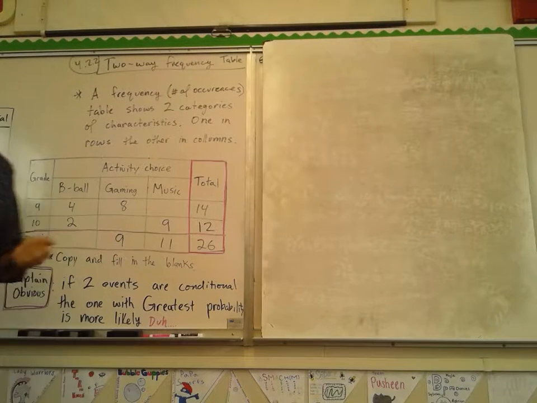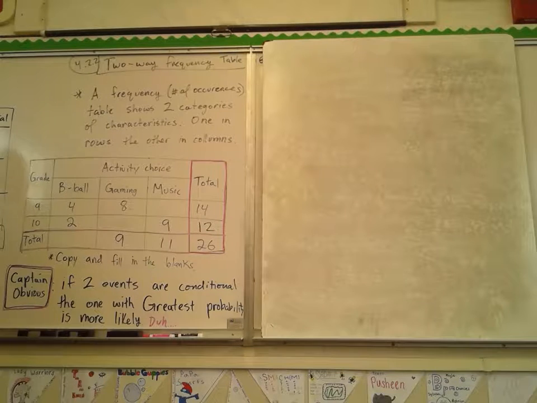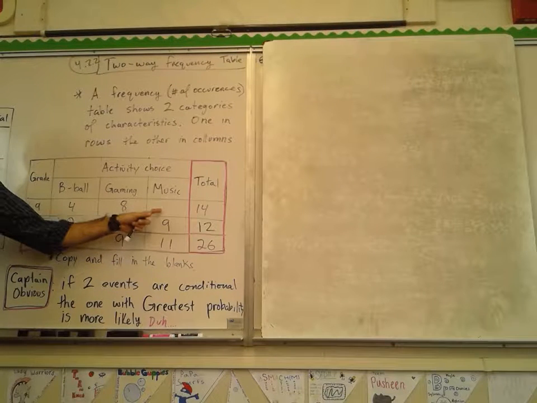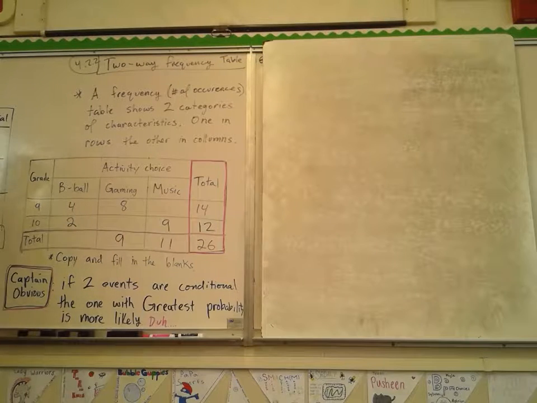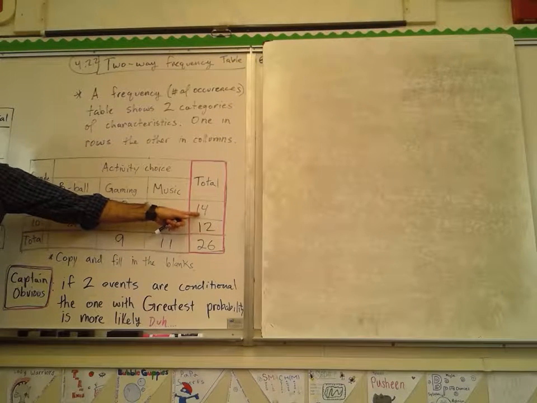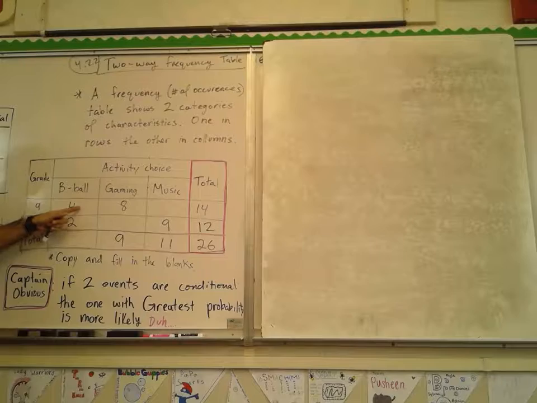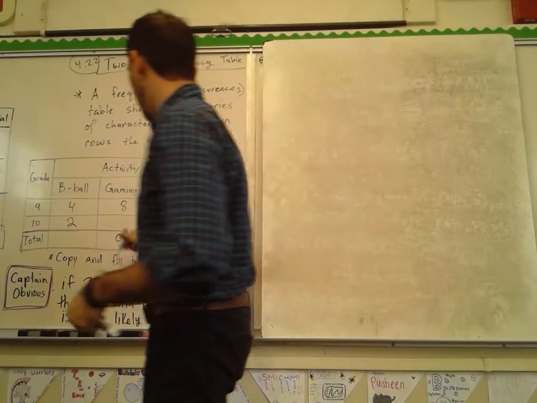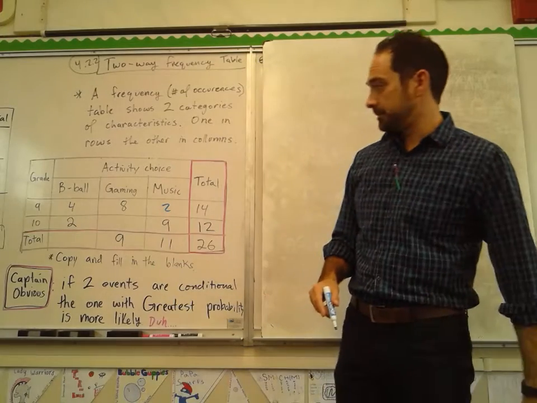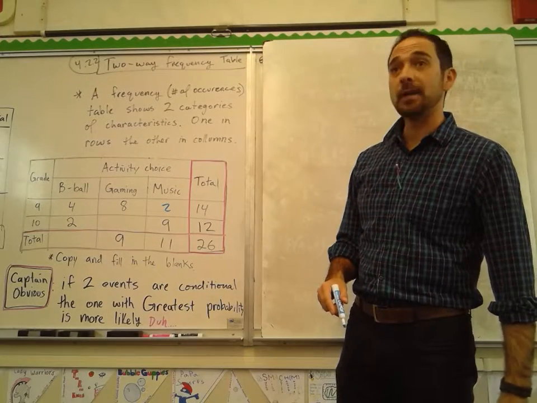Okay. What goes right here for the 9th graders? How many 9th graders like music? 2. How do we know? Because the total is 14, minus 2 is 12, and then 4 plus 8 is 12. Perfect. 2. All right. How many 10th graders like gaming? Just 1, right?